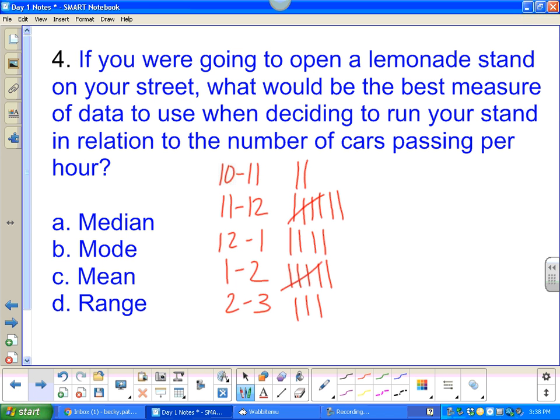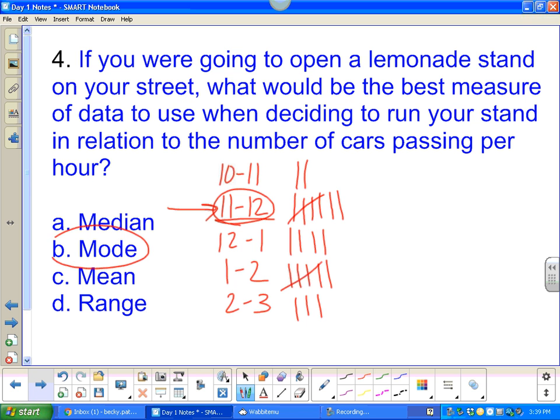Okay, so when do you want to be out there? Well, you want to be out there when you have the most number of cars going by. So this one has the most number. So I would want to be out there in the 11 to 12 o'clock hour because there's 7 cars.